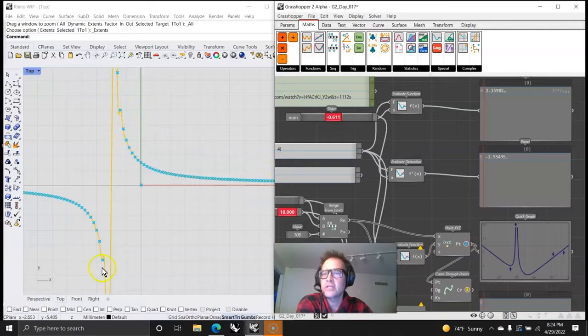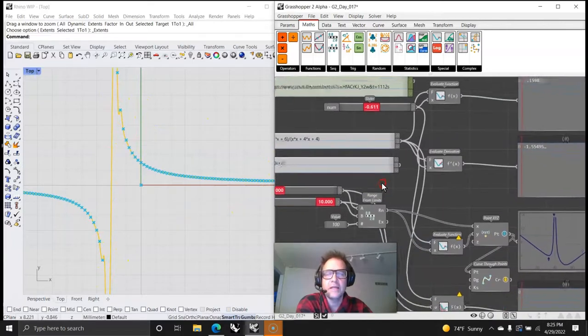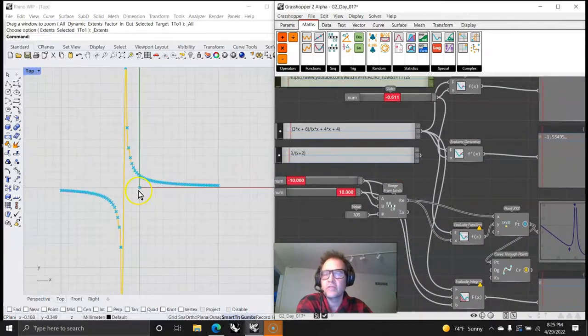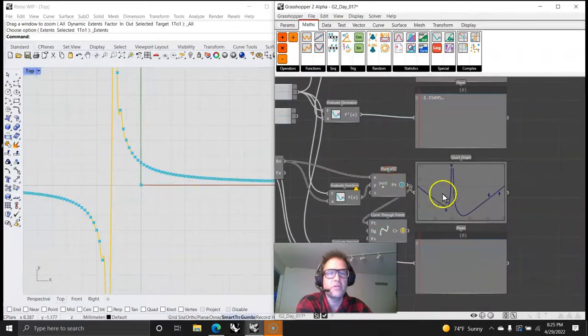And you can see that it's always negative because this curve always seems to be dropping down. There's a little jiggy going on here because it's not a continuous function. It really does kind of jazz up. And you can see it from here.